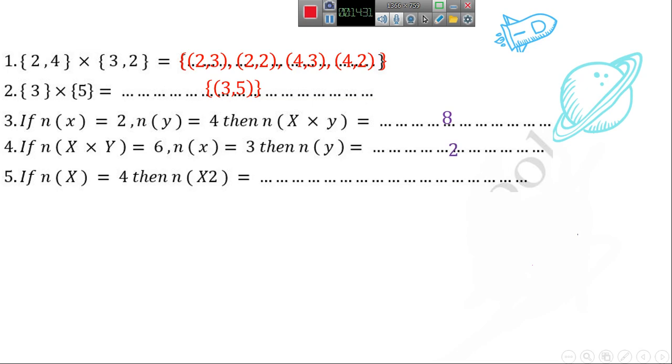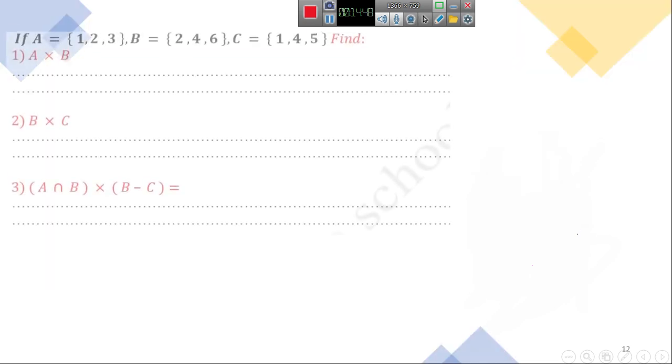If the number of elements of X equals 4, then consider X power 2. X power 2 means X cross X, which is 4 times 4, so you will get 16 ordered pairs, or 16 elements.